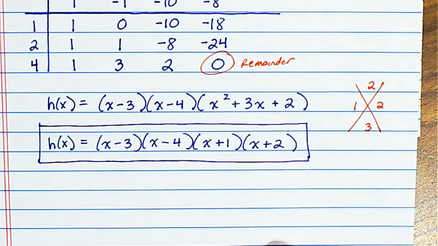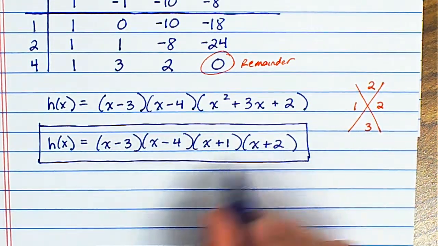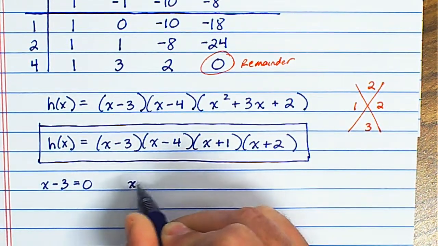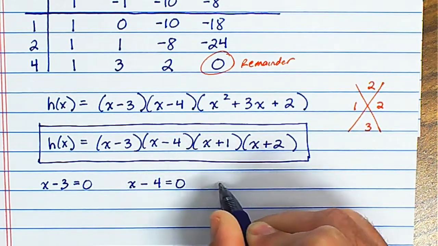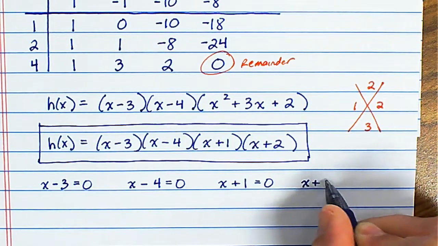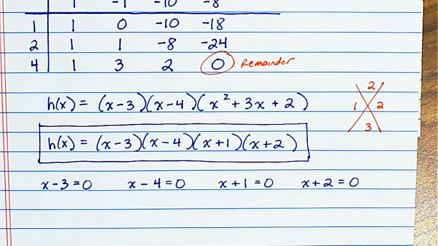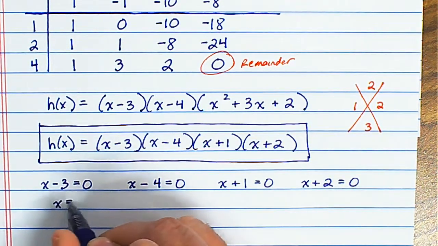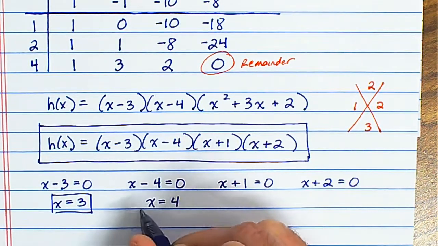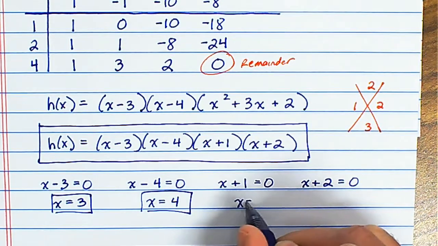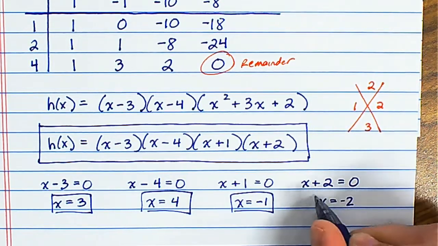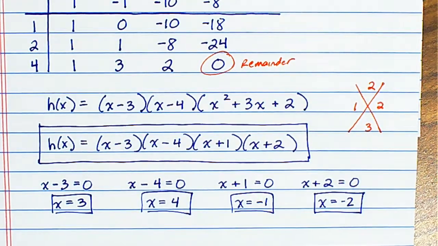And if I solved it, I would split all of these, as Gilbert said before: x minus 3 equals 0, x minus 4 equals 0, x plus 1 equals 0, x plus 2 equals 0, and I would end up with x equals 3, x equals 4, x equals negative 1, and x equals negative 2.